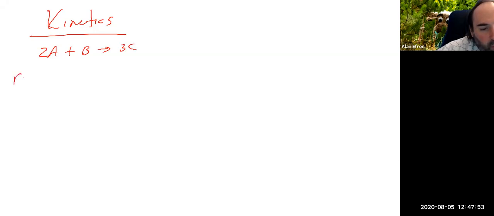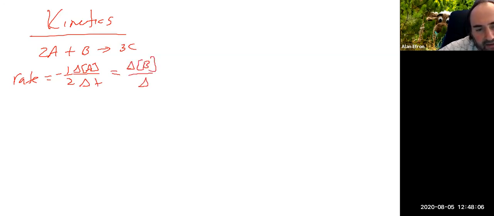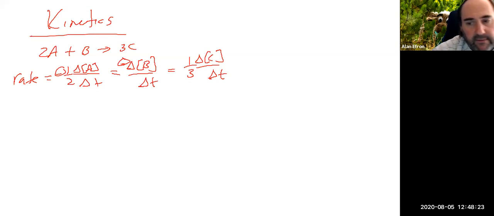If we do have a reaction such as this, we could write what is known as the rate expression, which is the rate equals minus 1/2 the change in the concentration of A over the change in time, and that equals minus the change in the concentration of B over change in time, and that equals 1/3 the change in the concentration of C over the change in time. These negatives here are because they're reactants, so they should be decreasing with time. We don't have the negative on the far side because it should be increasing with time. The 1 over the coefficient, which is where all those numbers came from, takes care of the stoichiometry, or the mole to mole relationship.